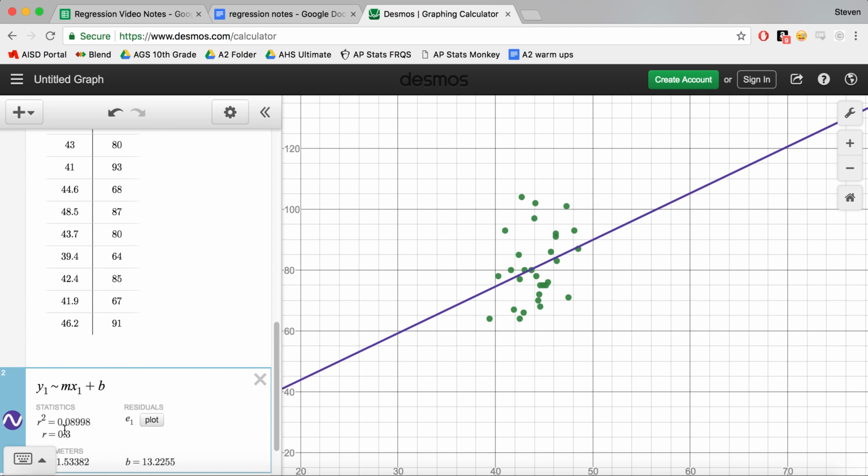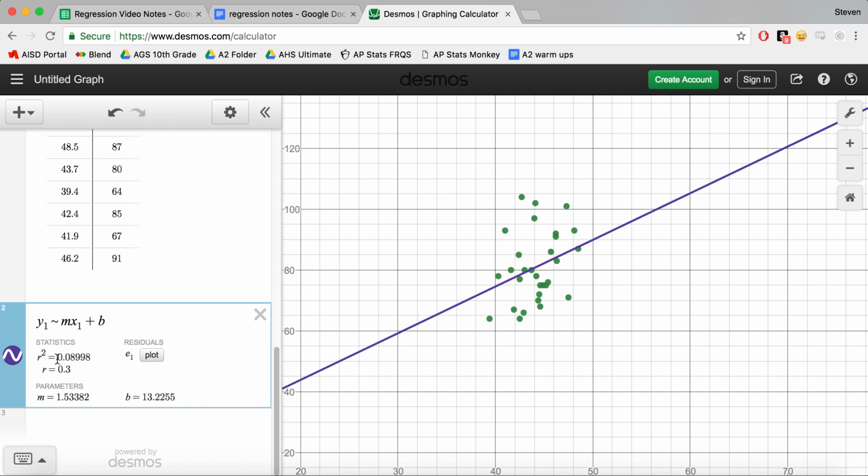Remember, if you type a y and then a 1 right after, you'll get the y1 subscript. So this is exactly what you need to type in. Now let's look at our output. We got an r squared of 0.08, which is a really, really low r squared.